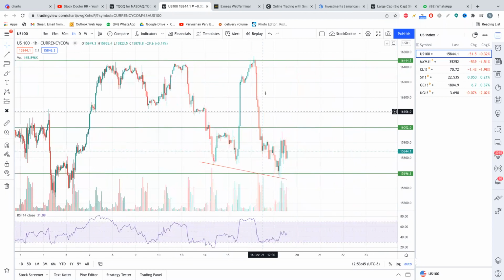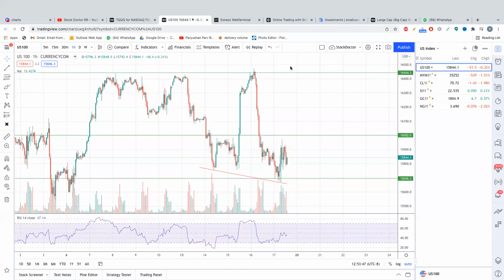But now, which candle are we looking for below 15,700? We are looking for candles like this, right? It should close below 15,700. You saw here, it didn't close below 15,700. We need this kind of candle, right? Like these red candles, right?